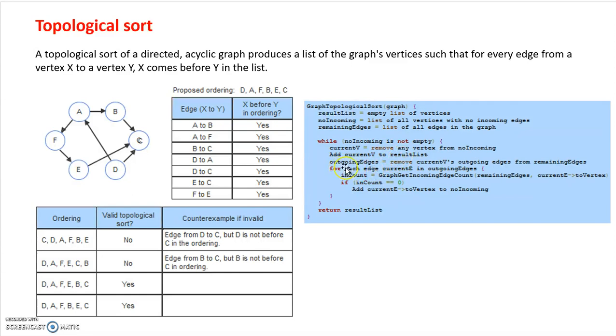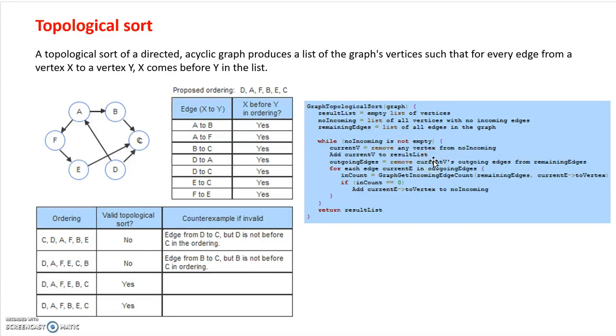So it's placed there. And then we define this variable outgoing edges. Remove the current V's outgoing edges, that's D in our case, from the remaining edges. So remember, the remaining edges initially has all the edges in there. Now, what are the outgoing edges of D? The outgoing edges of D would be DC and DA. So we are going to remove these two edges, outgoing edges from D, out of the remaining edges.